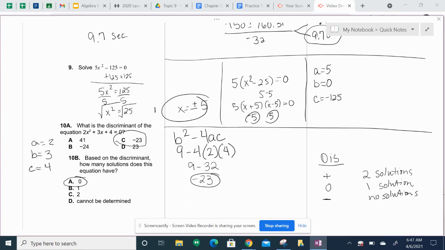Guys, that discriminant is helpful for us to determine if we want to continue a method. It can be a shortcut because if you find out there's no solutions, you don't need to do the whole quadratic formula on it. You can just stop and say no solutions.